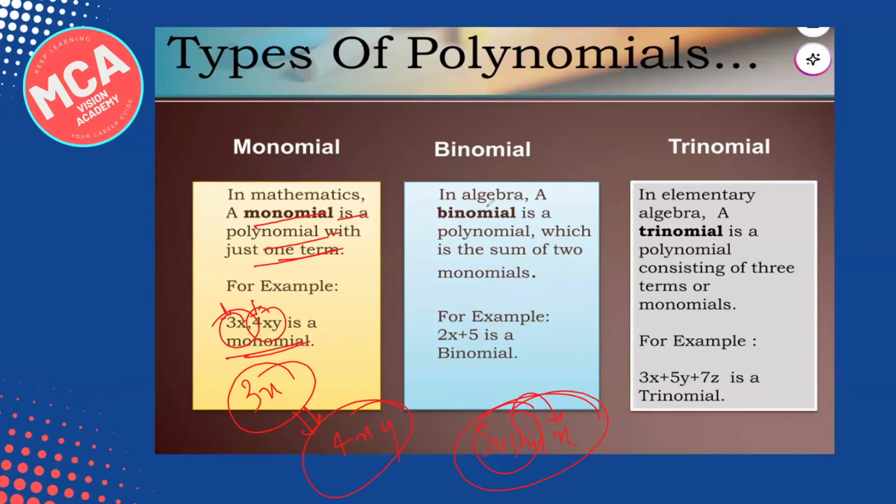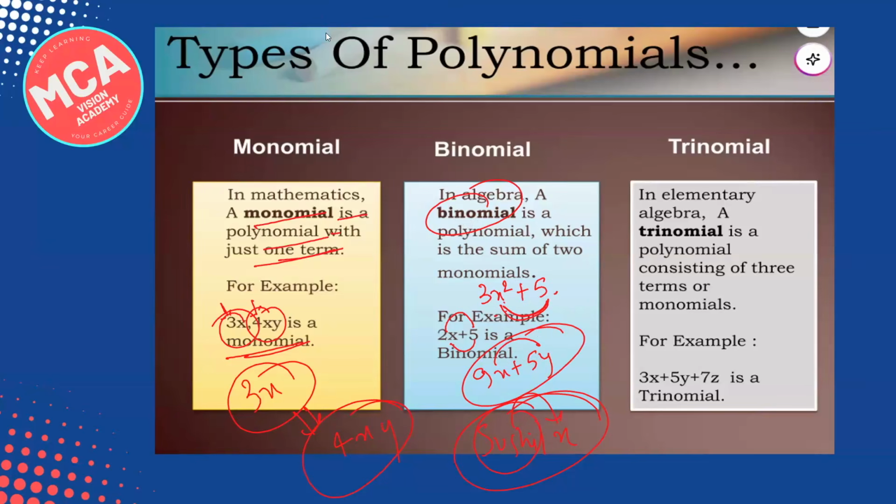In a binomial, you'll have two terms. It is like this, 2x plus 5. You can see this. 2x plus 5, how many terms are there? Two terms are there. If I write 3x square plus 5, again this is a binomial. How many terms are there? Again, two terms. If I say 9x plus 5y, how many terms are there? Again, I'll call this two terms. So this is what we call a binomial.